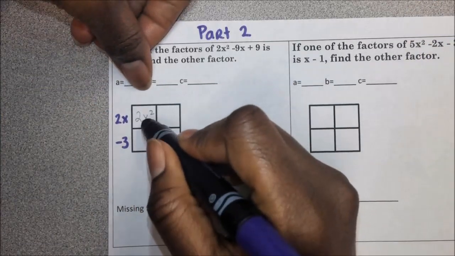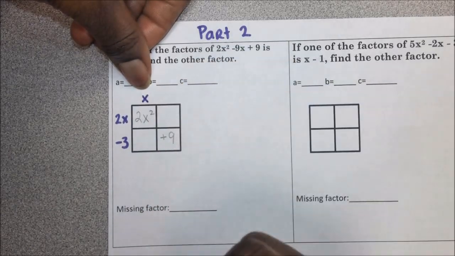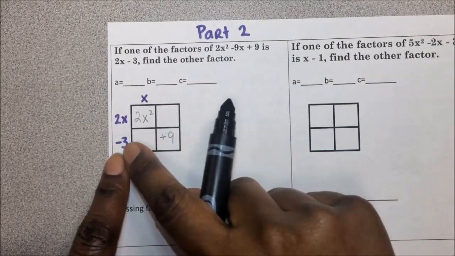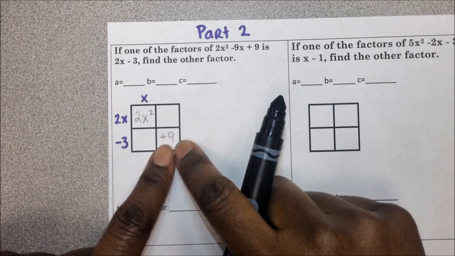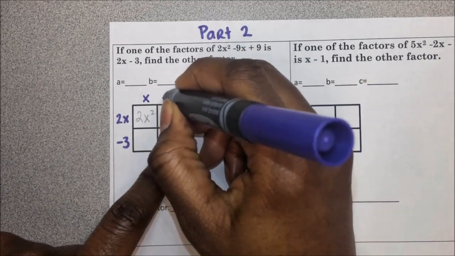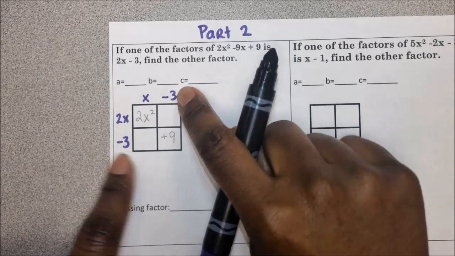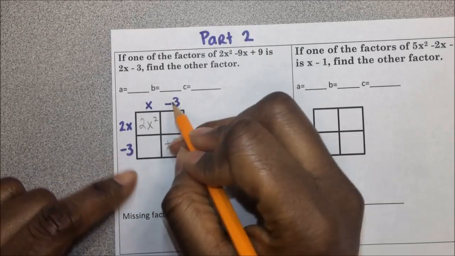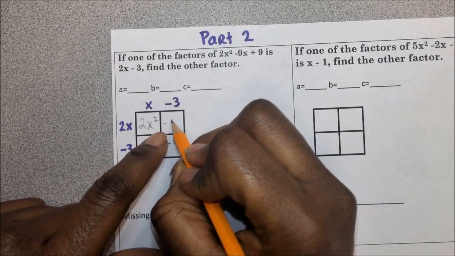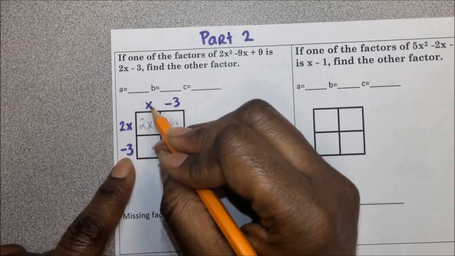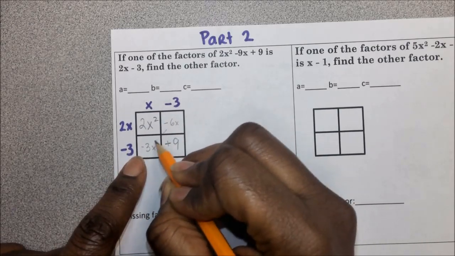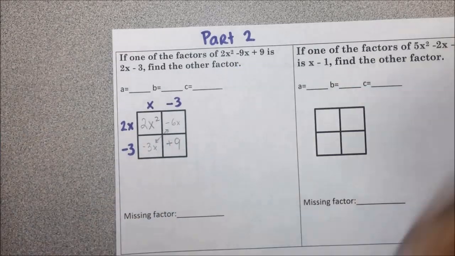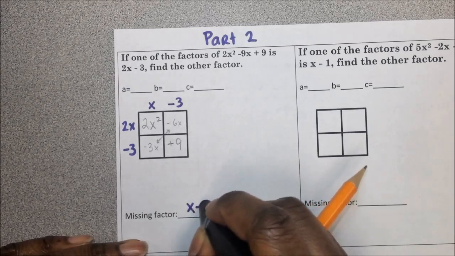2x times what will give us 2x squared? Oh, that's just another x. Now, back here, negative 3 times what will give us a positive 9? We would need another negative 3, because negative 3 times negative 3 equals a positive 9. Now, if you wanted to, you could go through and say negative 3 times 2x is negative 6x, and negative 3 times x is negative 3x, and make sure that these two still add up to the b value of negative 9, and it does. So the missing factor is x minus 3.